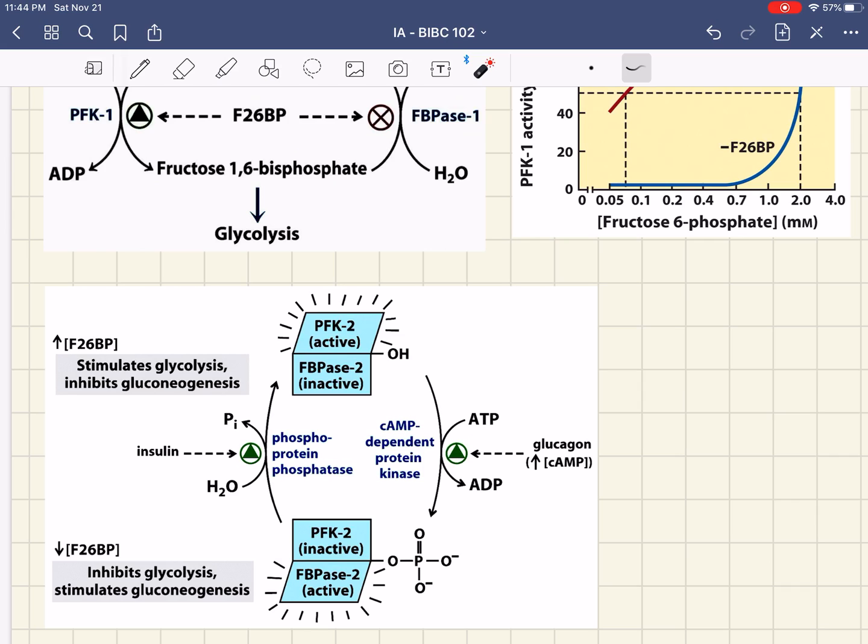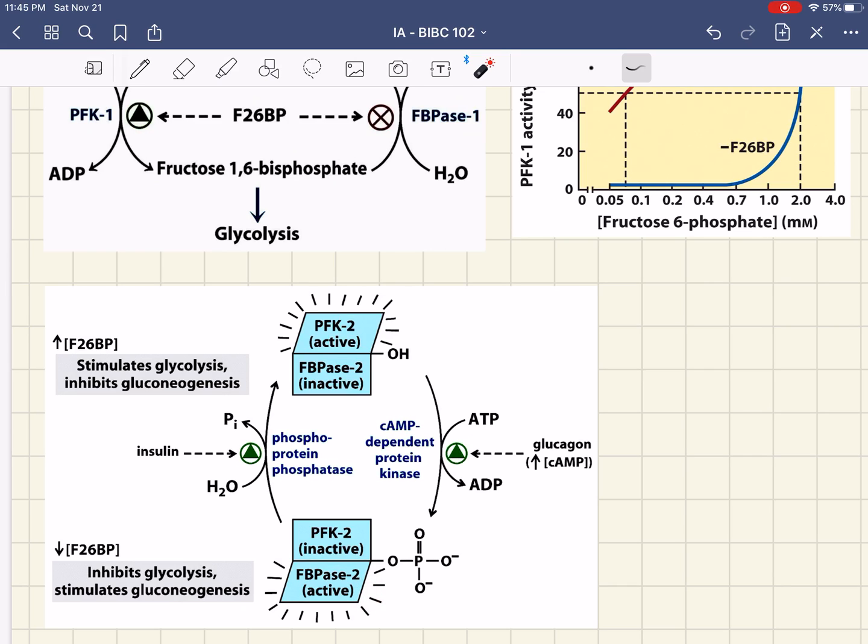So again, think logically. Low glucose, what would the cell want to do? It would want to make glucose, right? And which process makes glucose? Gluconeogenesis. So you already know in the back of your mind that glucagon is going to activate gluconeogenesis. And that's exactly what it does. It activates a kinase protein that takes ATP and phosphorylates this thing. And as we said earlier, when it is phosphorylated, then it favors the active form of fructose bisphosphatase 2.